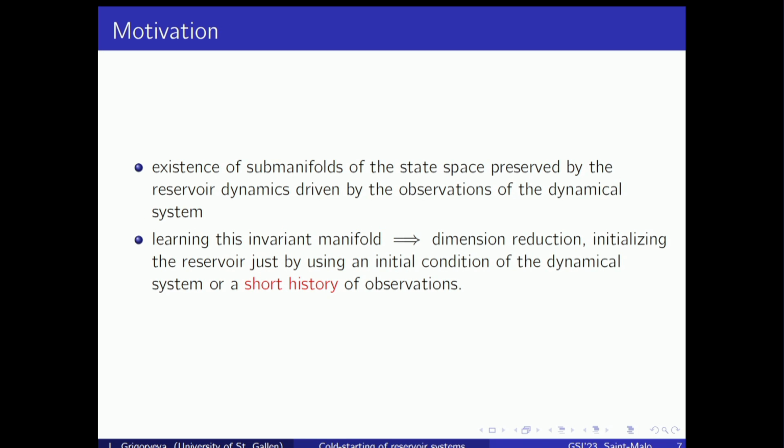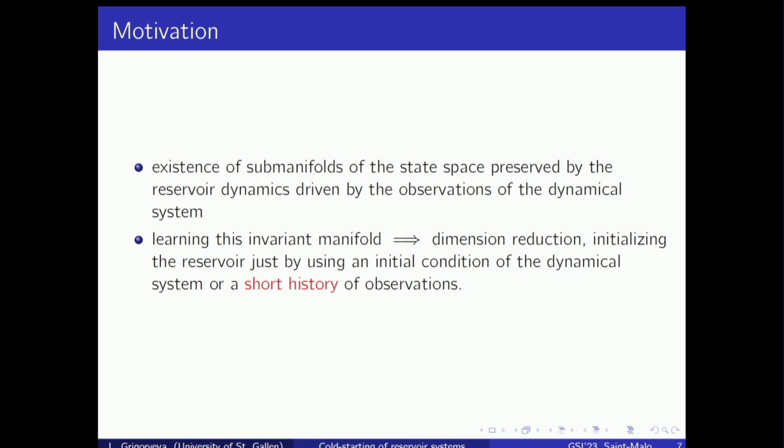So, well, these classical embedding results give us this idea or motivation that, if we are able to show that there exist some submanifolds of the state space which are preserved by the reservoir dynamics, driven by the observations of the dynamical system, then probably we have a way or hope to learn also this submanifold. This invariant submanifold may happen to be much lower dimensional than the state space dimension of our system. I already mentioned that it can be a couple of thousands.